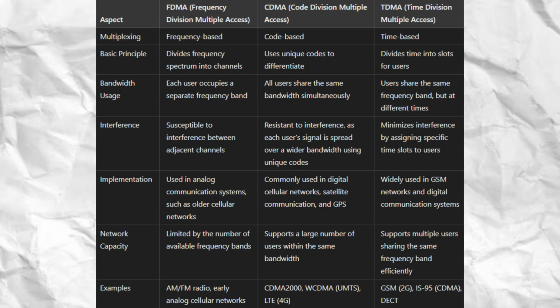Here's a comparison table outlining the key differences between FDMA, CDMA, and TDMA.